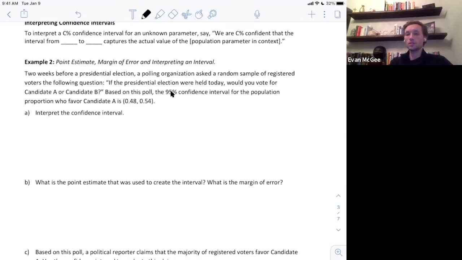So they've told us this is a 95% confidence interval. It's 95 for this problem, but in future problems, they might tell us it's 90% or 99%. The level of confidence can change. So our actual interval is from 48% to 54%. Interpret what this means. So this is where the fill in the blank statement comes into play. We're 95% confident the interval from 0.48 to 0.54 captures the true proportion of all registered voters who favor candidate A in the election.